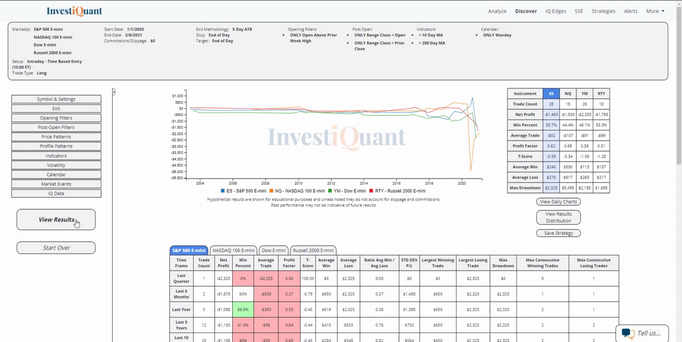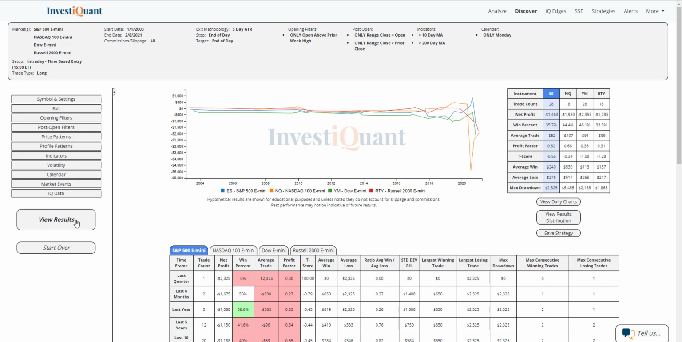And here we go. These are the results of going long at 3 p.m. Eastern Time when on a Monday you are opening above last week's high, and as of 3 p.m. you are trading above the prior session close but below the intraday open. This is taking place in a bullish environment described as being above a 10 and 200-day simple moving average. Historically, we've got 28 samples for the S&P, 18 for the NASDAQ, 26 for the Dow, and 18 for the Russell.